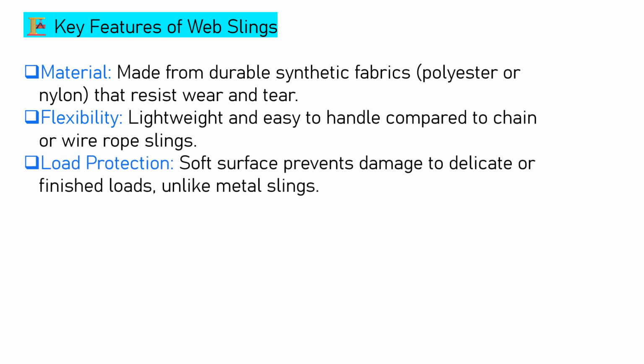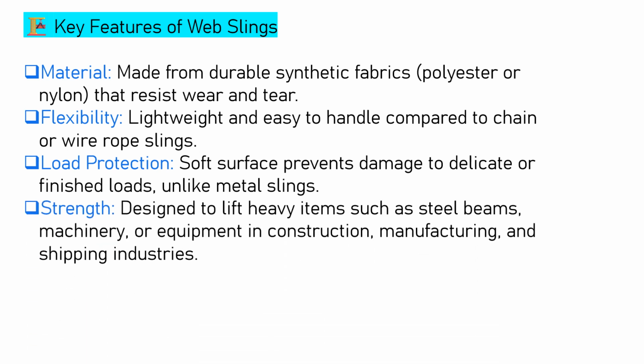Load protection: the soft surface prevents damage to delicate or finished loads, unlike metal slings. If you use metal slings to lift soft material like plastic, it can damage the surface. But if you use webbing slings, they are very soft. That's why they won't damage the surface of what we are lifting or moving.